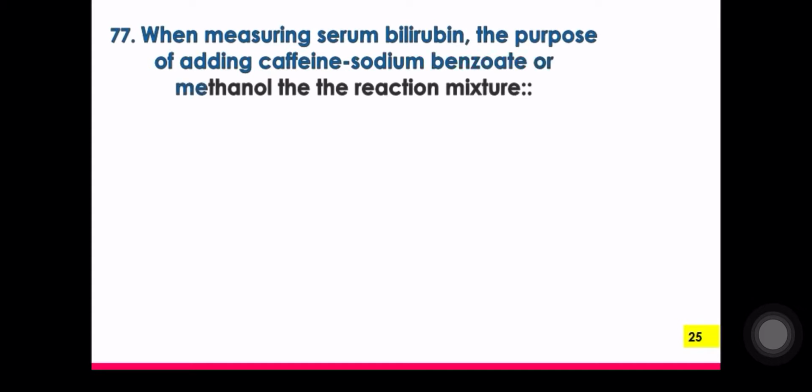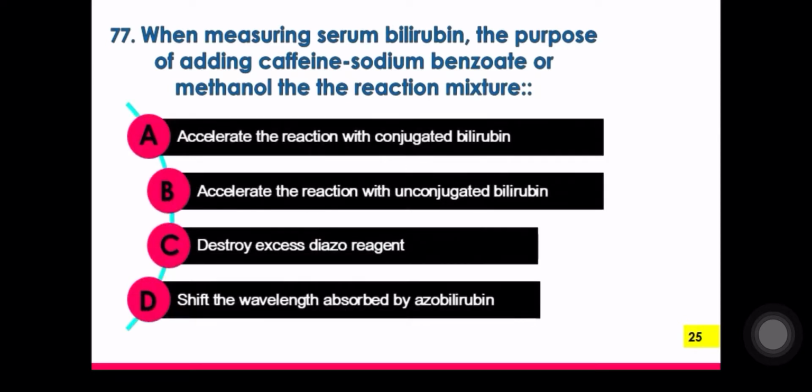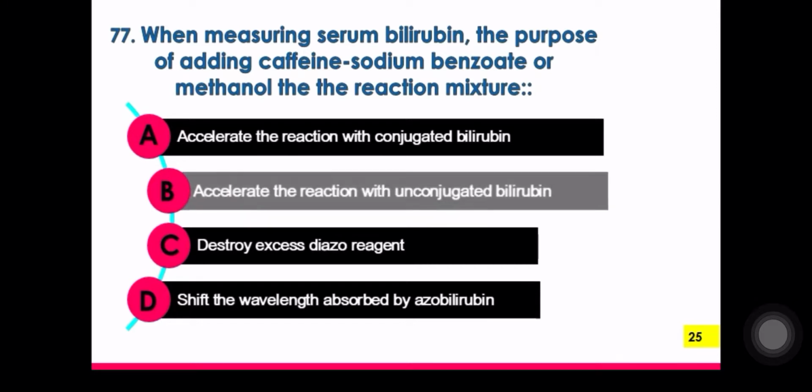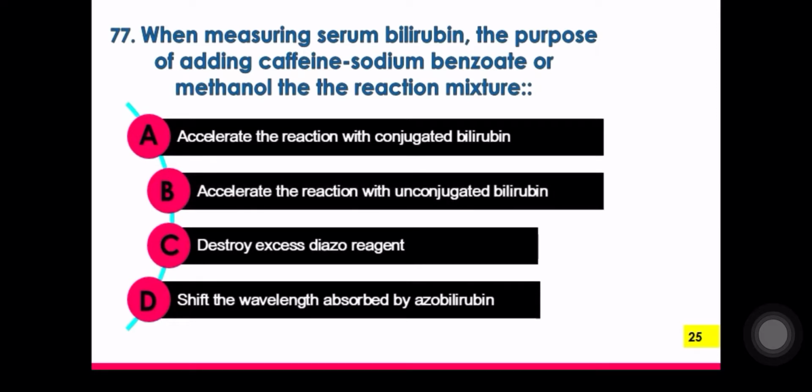Next, 77. When measuring serum bilirubin, what is the purpose of adding caffeine sodium benzoate or methanol in the reaction? Choices: letter A, accelerate the reaction with conjugated bilirubin; letter B, accelerate the reaction with unconjugated bilirubin; letter C, destroy excess diazo reagent; or letter D, shift the wavelength absorbed by azobilirubin.